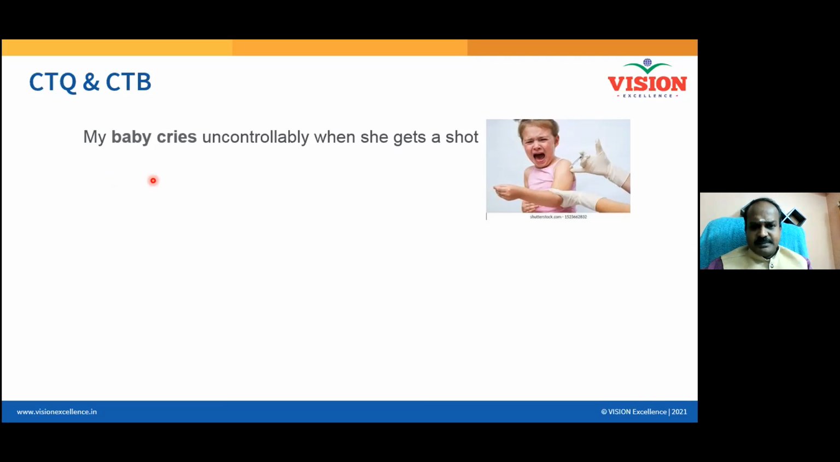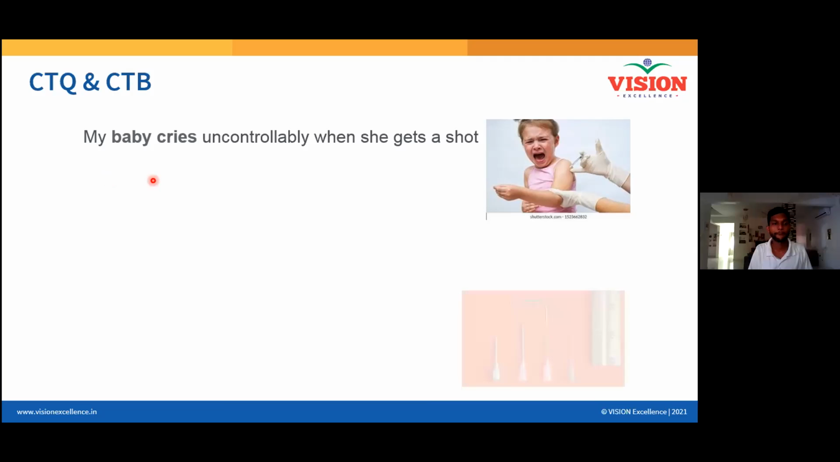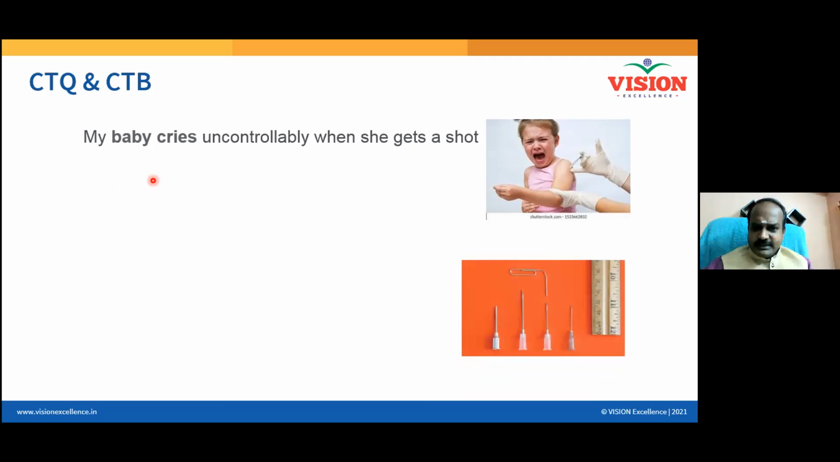What is causing the pain? The needle is causing the pain. Am I right? The needle is causing the pain. So it is the needle which is making the child cry uncontrollably. Am I right? Slowly we are able to go to the real problem.